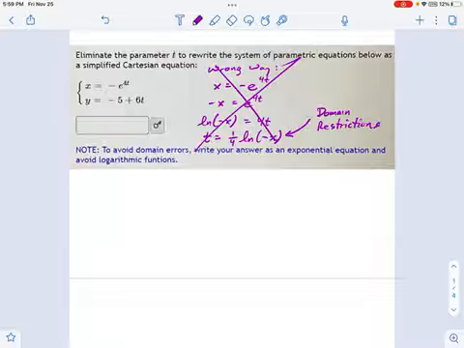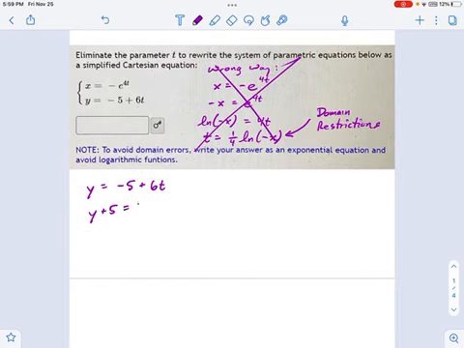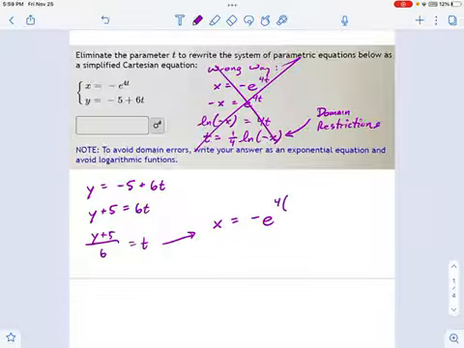Instead, we're going to isolate t using the y equation. Y equals negative 5 plus 6t. So I'm going to isolate t and say, okay, that means y plus 5 equals 6t, and that means y plus 5 divided by 6 equals t. And now I'm going to take that and plug it into the other equation. So I get this. X equals negative e to the power of 4 times y plus 5 over 6. Looks kind of hilariously gross, right? But that's what it is.